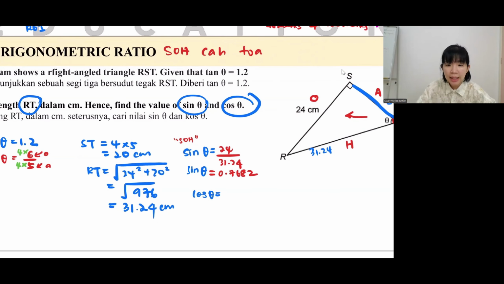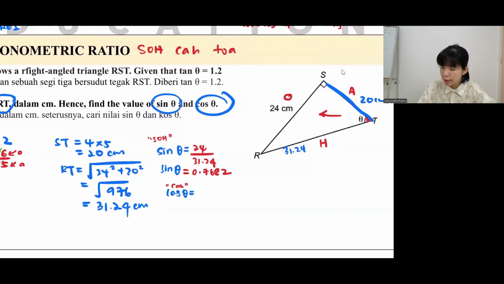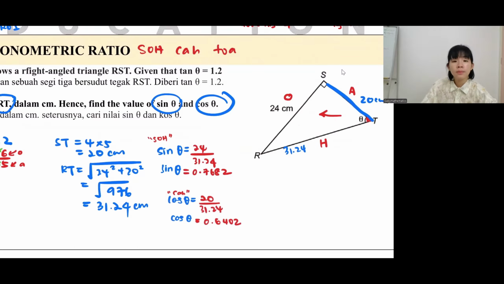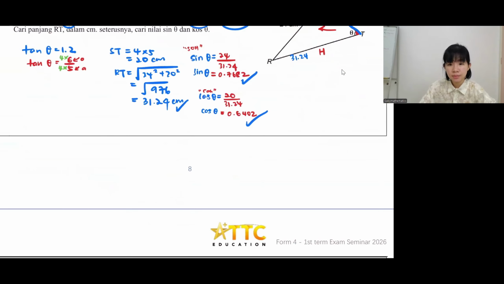Okay, cos theta. Cos is CAH, A over H. So A is 20, H is 31.24. 20 over 31.24. So our cos theta, to 4 significant figures, is 0.6402. So we got all the answers already: RT, sine theta, cos theta. Okay, next.